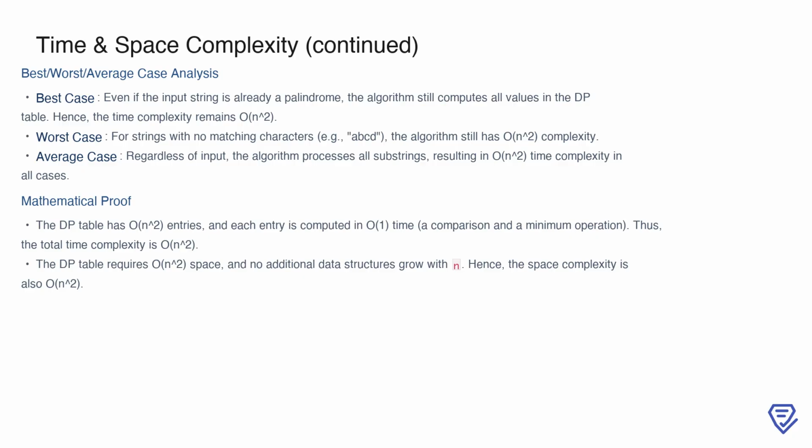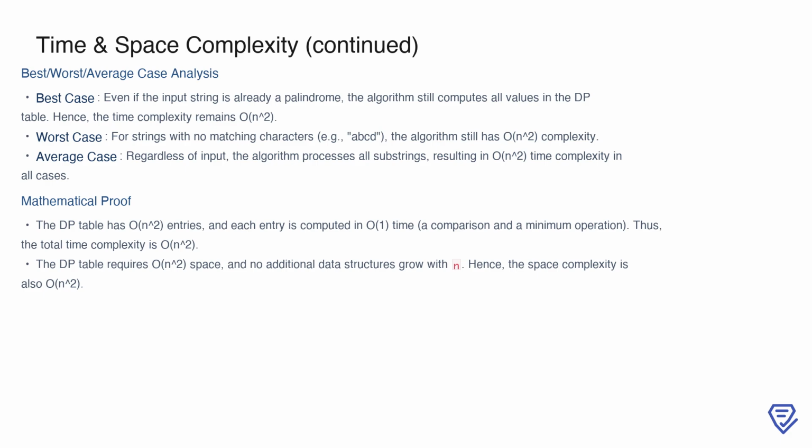In the best case, where the input string is already a palindrome, the algorithm still computes all entries in the DP table, resulting in n squared time complexity. Similarly, in the worst case, such as a string with no matching characters like ABCD, the algorithm must evaluate all substrings, leading again to n squared complexity.